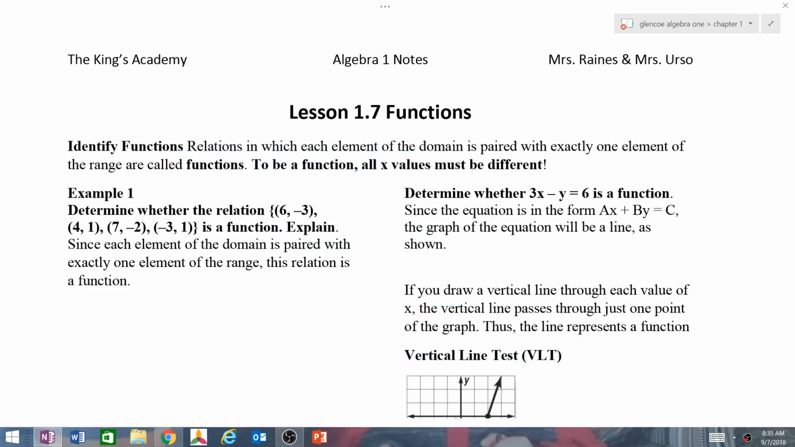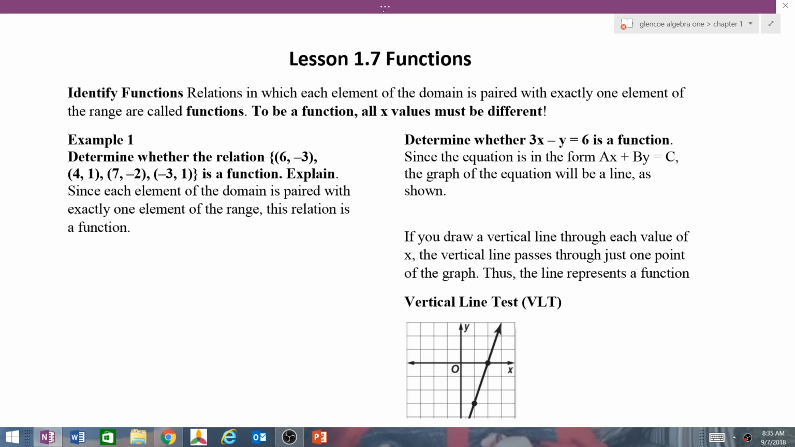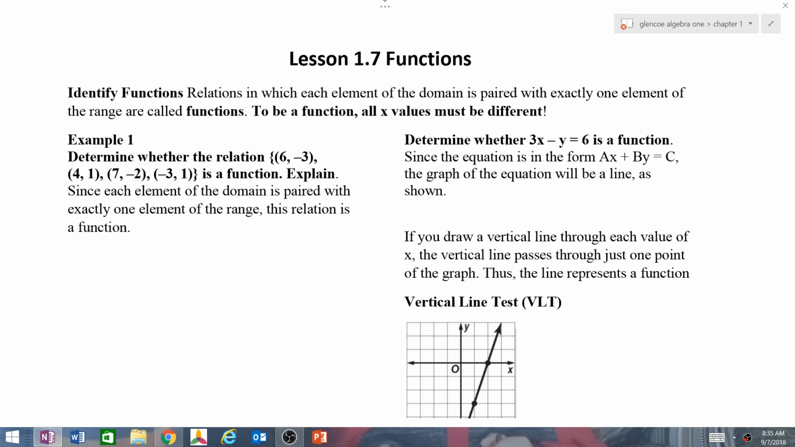Okay, today's lesson, 1.7, functions. This is an important lesson. You should make sure you understand what a function is. A function is a relation in which each element of the domain is paired with exactly one element of the range. To be a function, all x values must be different. We can't say it any plainer than that.